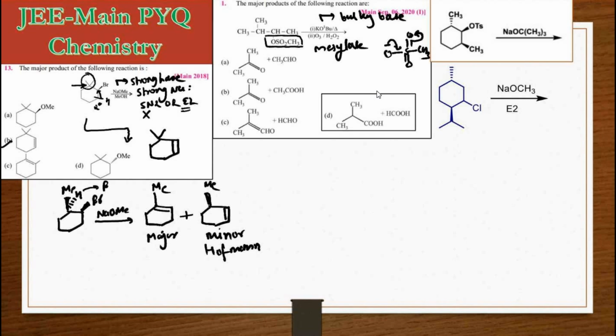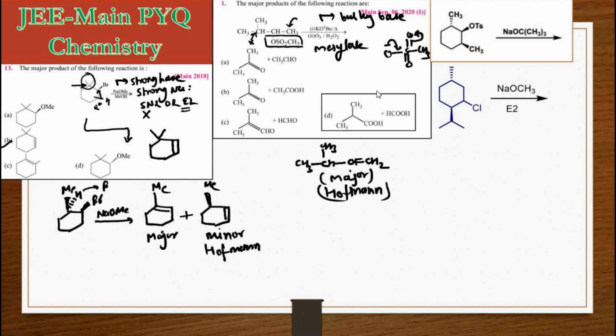But the base is bulky, therefore what is going to happen? It can't remove this proton, so it will remove this one. As I told you in the previous slides, when you have a bulky base, it will try to abstract the less hindered hydrogen. So what you are going to get in this case is this alkene. This will be the major product, which is according to Hofmann.